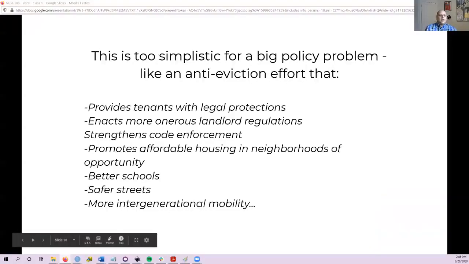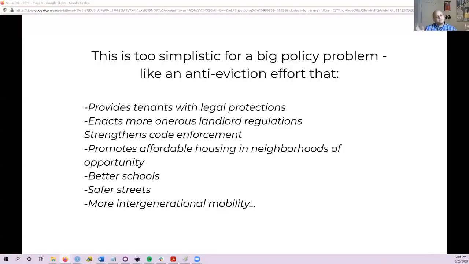So here's an example of an anti-eviction effort that the goals of which are to provide tenants with legal protections, enact more onerous landlord regulations, strengthen code enforcement, promote affordable housing in neighborhoods of opportunity, provide better schools, provide safer streets, more intergenerational mobility, and on and on and on. This is not a technology use case. We are not going to start a startup to address such a comprehensive problem. And frankly, how comprehensive a problem this is why it's such a difficult problem to solve.